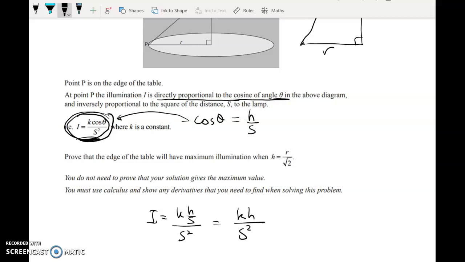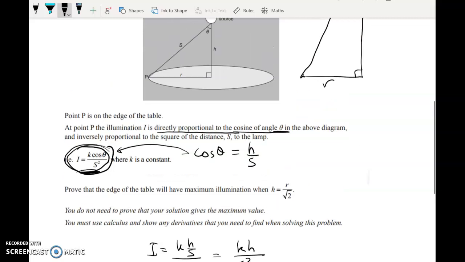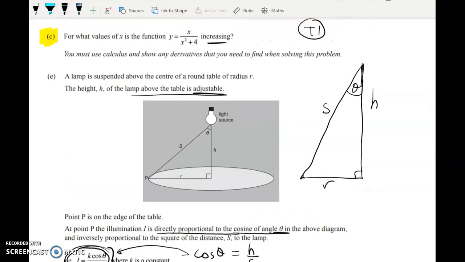But now we've still got two variables because we've got h and s. So what's the other thing I can use from this question? I need to be able to eliminate either the h or the s. And in here, you can see that if you forget about that theta, you've also got a Pythagoras relationship, and that's what's going to help us here.